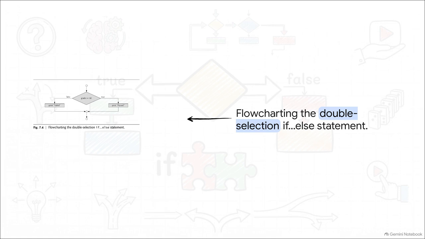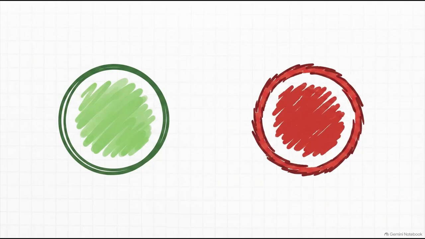It's exactly how we make decisions every day. If it's raining, bring an umbrella. Else, wear sunglasses. So, how does the computer actually pick a path? It all boils down to true or false. And JavaScript has very strict rules for this. Any non-zero numeric value, automatically true.